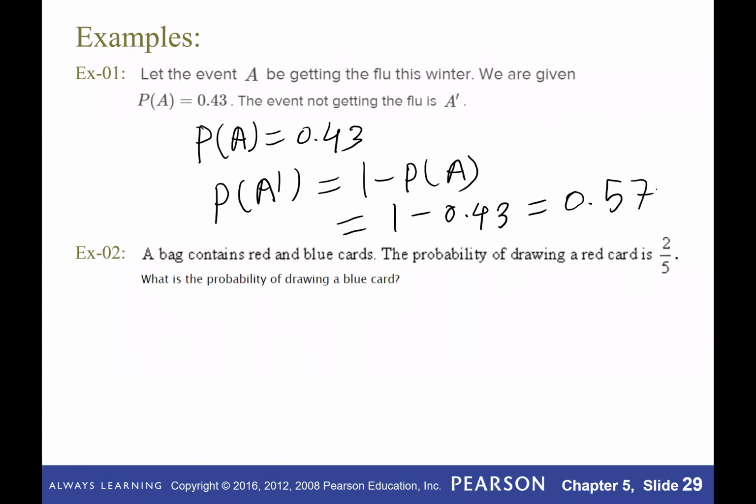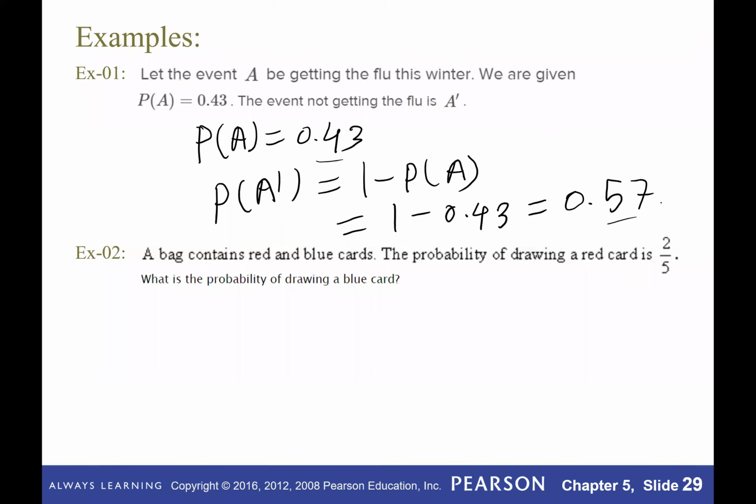Even if you think in that way, there are only two options, right? Either the people will get the flu or will not get the flu. So the total probability is 1. If you add the probability of those who got the flu and those who didn't, that should be 1, right? So 0.43 plus 0.57 is 1.